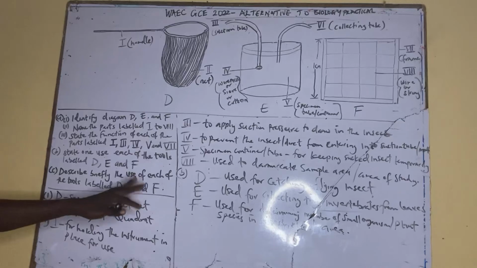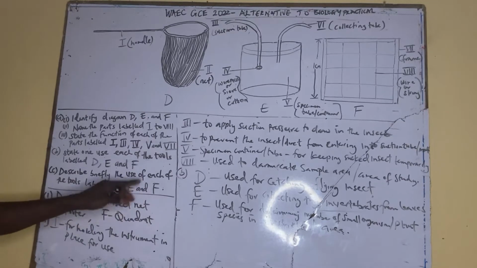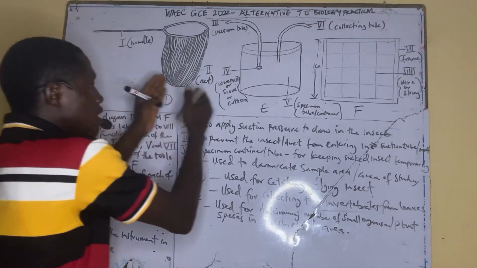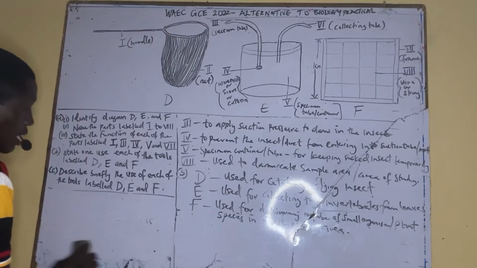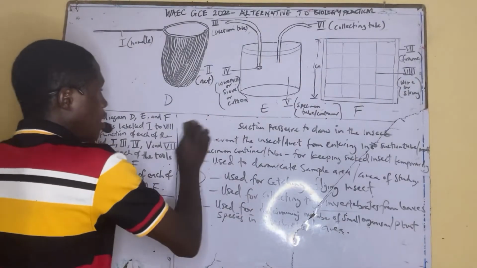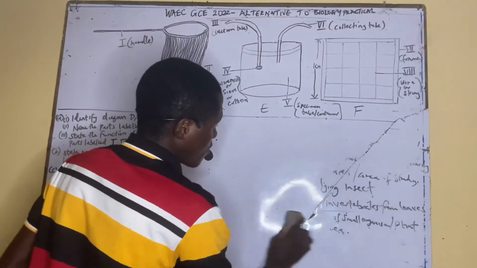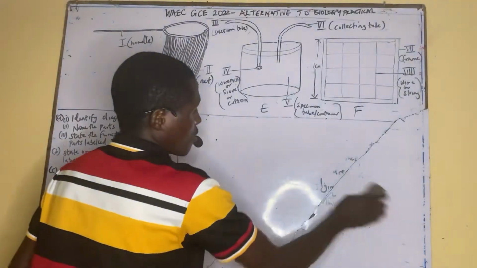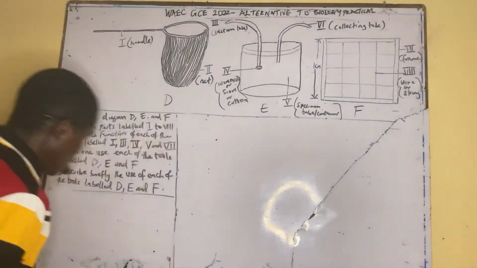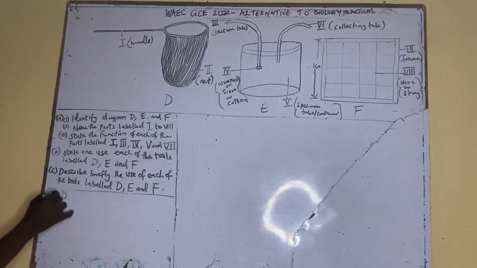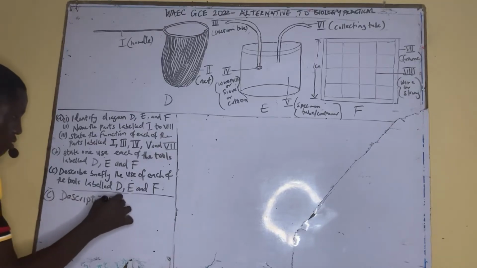Now we are asked: describe briefly the use of each of the tools labeled D, E, and F. We have to describe how we can use D, E, and F. Now, descriptions of how to use each.